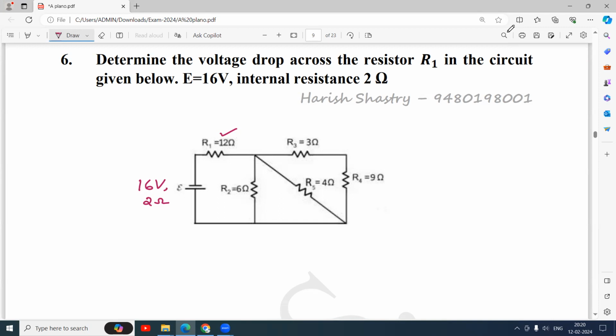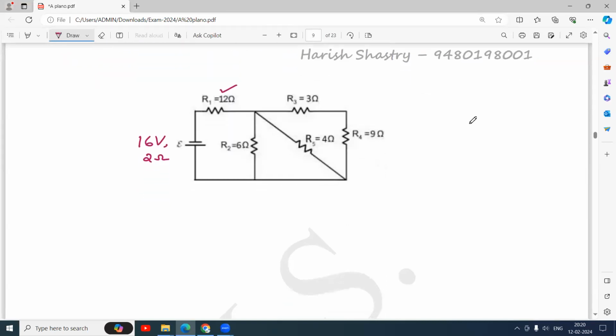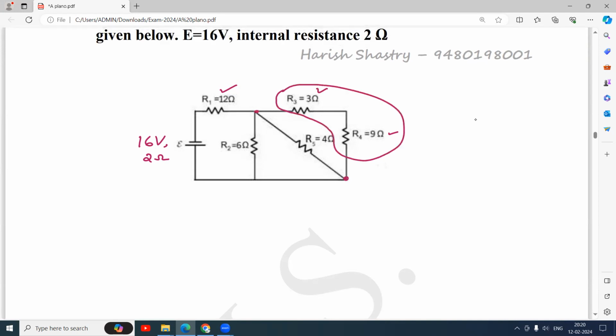Whenever you have a problem like this, you will have to reduce the circuit to the simplest form. Reducing the circuit means you should replace all the resistors by a single resistor. From here to here, I can replace this resistor as in series. These two resistances are in series, so when resistances are in series, Rs equals R1 plus R2. We have studied it in the 10th standard itself, so you need not worry about that formula. Here it is 9 plus 3, that is 12 ohm.